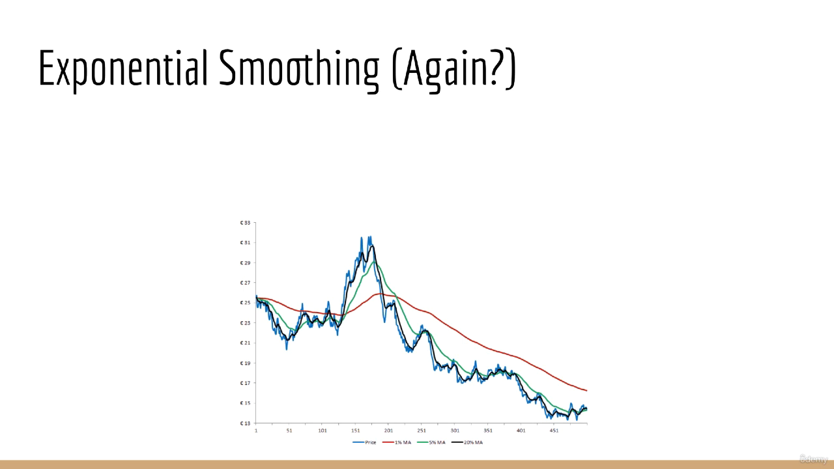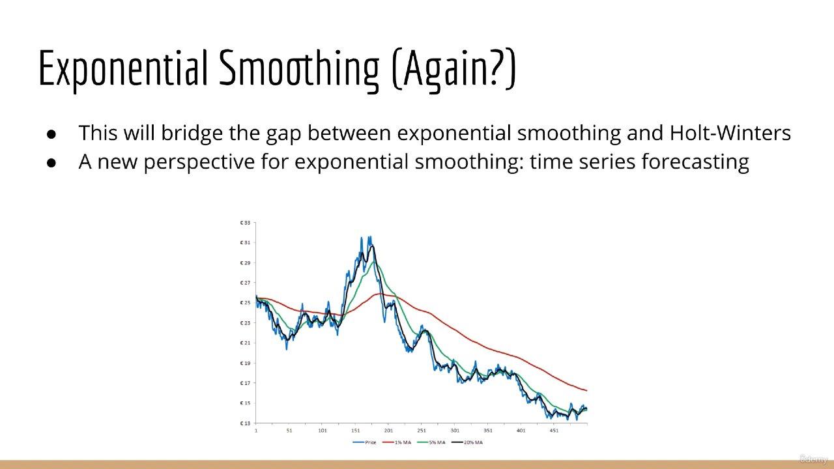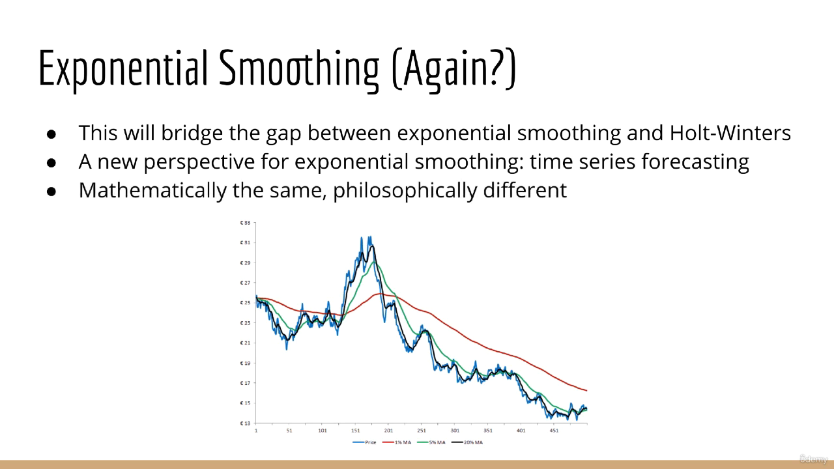In this lecture, we are going to bridge the gap between exponential smoothing and the Holt-Winters model. This is going to be done in a series of steps, and the first step is to understand exponential smoothing from a different perspective. That is, from the perspective of time series forecasting. Previously, our perspective was simply, what are different ways that we can take the average in a time series? Now it's more about, how do we fit a model to the time series, and then how do we use that model to forecast future values? Mathematically, this is the same as before, but philosophically, it's different.